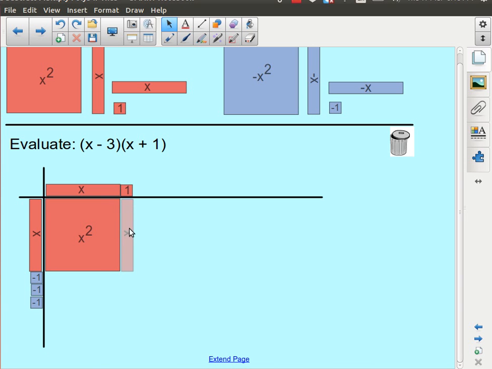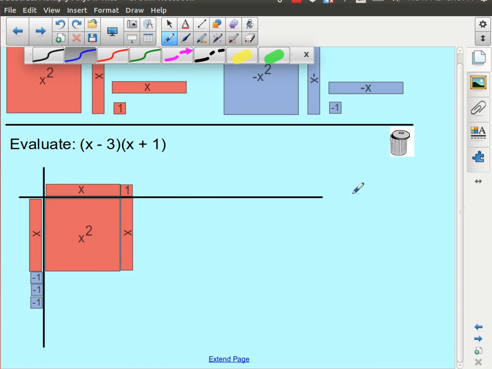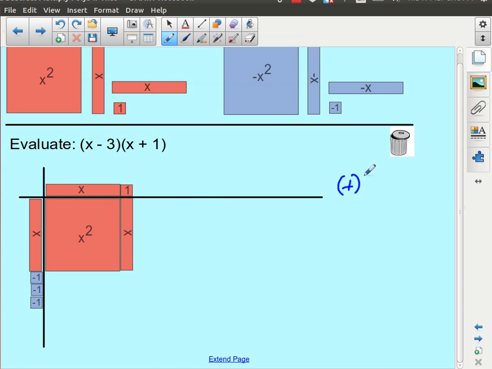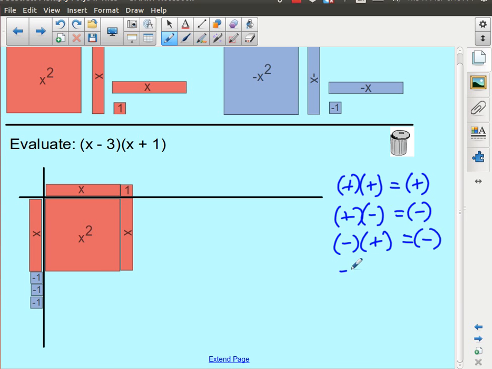Now this is where things can get interesting as well. Remember your rules for multiplication. If I multiply two positive things together, my answer will be a positive. A positive times a negative gives me a negative. A negative times a positive gives me a negative. And a negative times a negative gives me a positive. Now that being the case, we apply the same thing here. Remember, negatives and positives mean changing the sign or changing the color.